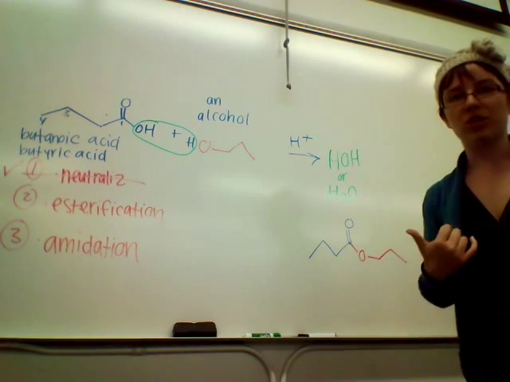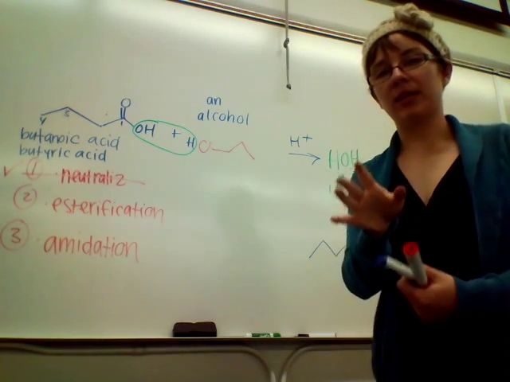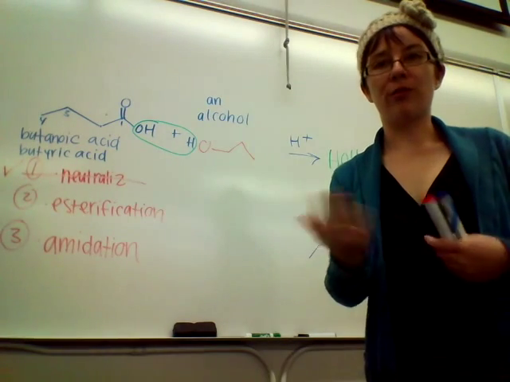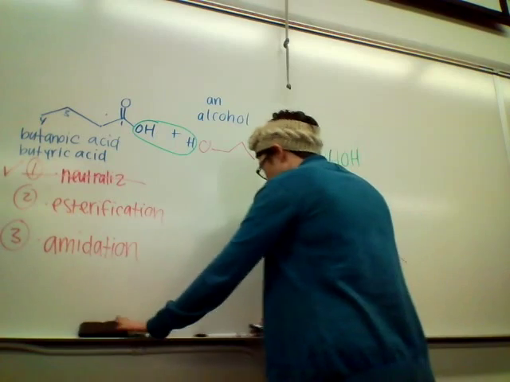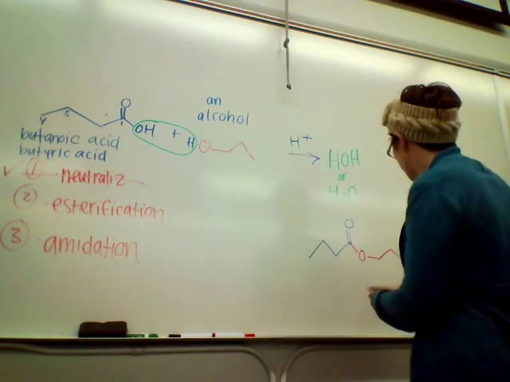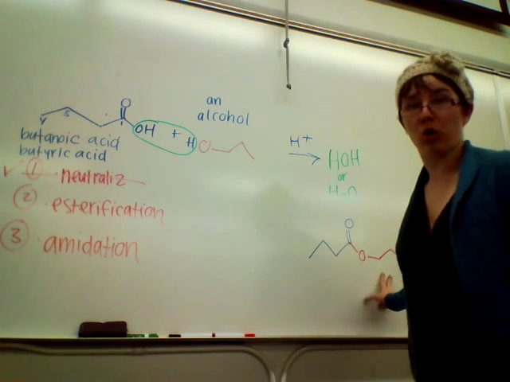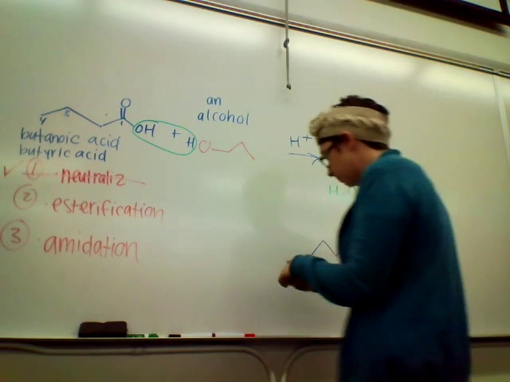And naming esters is very similar to naming salts. So it's a little bit confusing because you might think, well, how do you know you have a salt versus an ester? And there's a very easy way to determine. So for naming esters, what you do is you take the alkyl group that came from the alcohol and you name that first. So this is a propyl group.